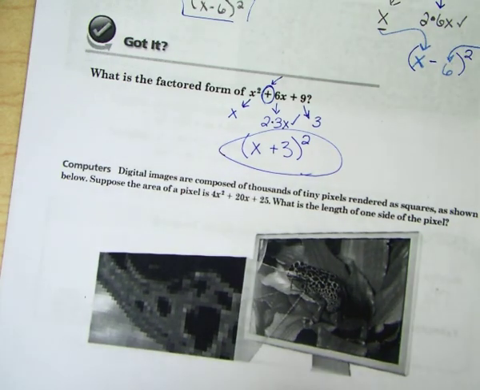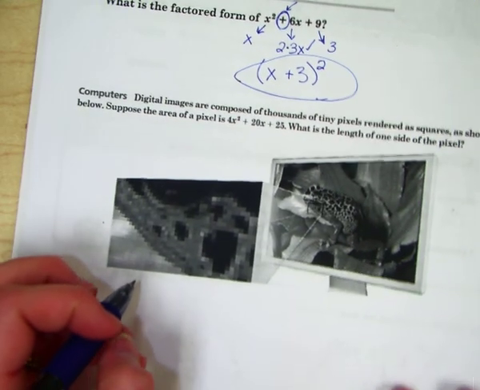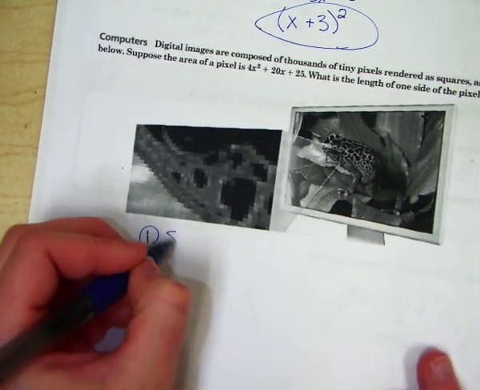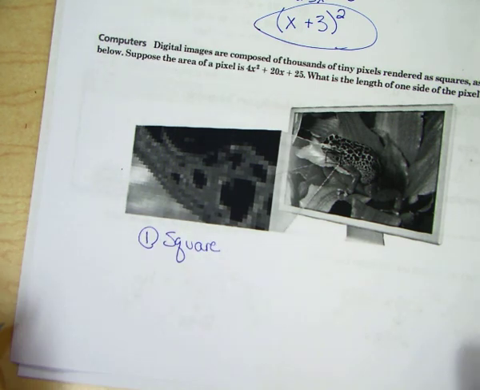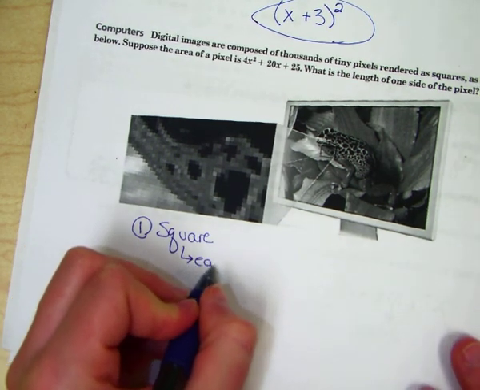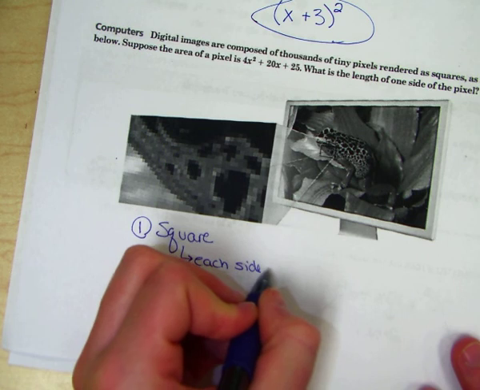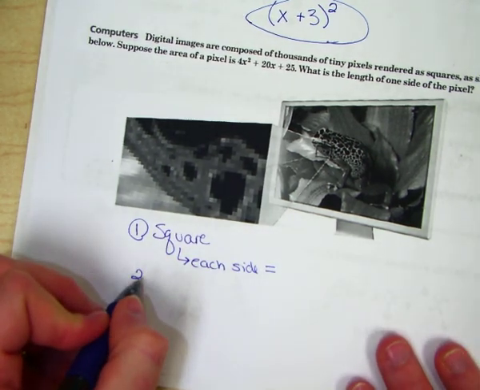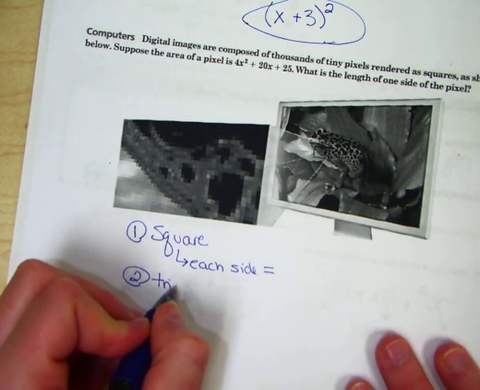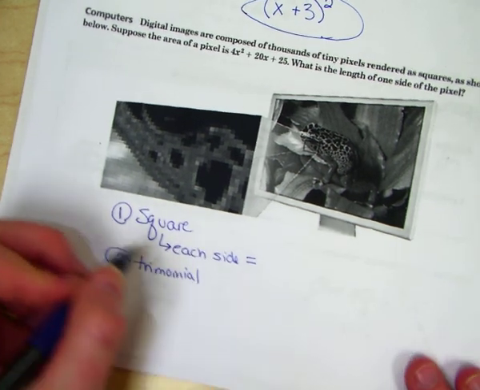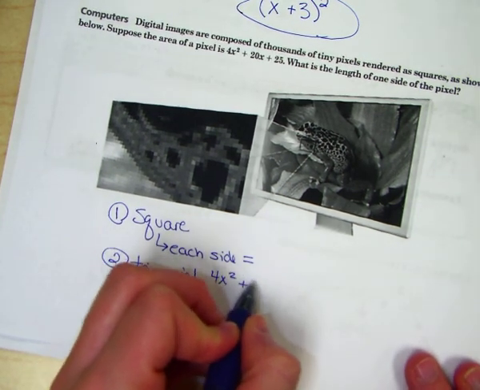Digital images are composed of thousands of tiny pixels rendered as squares as shown below. Suppose the area of a single pixel is 4x squared plus 20x plus 25. What is the length of one side of the pixel? So what they're saying is number 1, something important they're saying is that you have a square. Why would that be important? Because that means each side is the same. Number 2, what did they give you? They gave you the trinomial. Trinomial is 4x squared plus 20x plus 25.